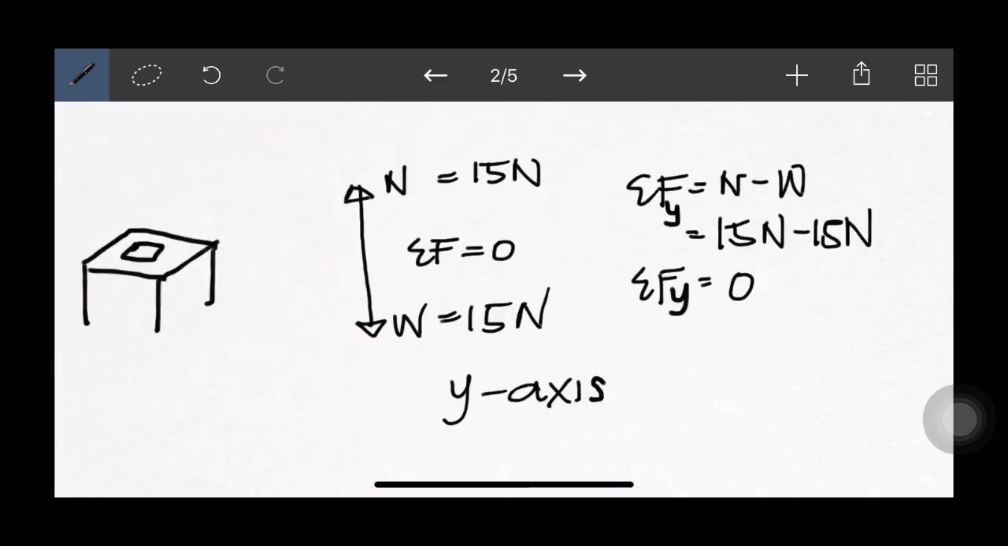What does this mean? For example, we have here a book on the table. The book on the table is at rest, which means that it is not in motion. There is a certain force that's pulling the book downwards. This is what we call the gravitational force, right? And also there is an opposing force that's pushing the book upwards. This is what we call the normal force.